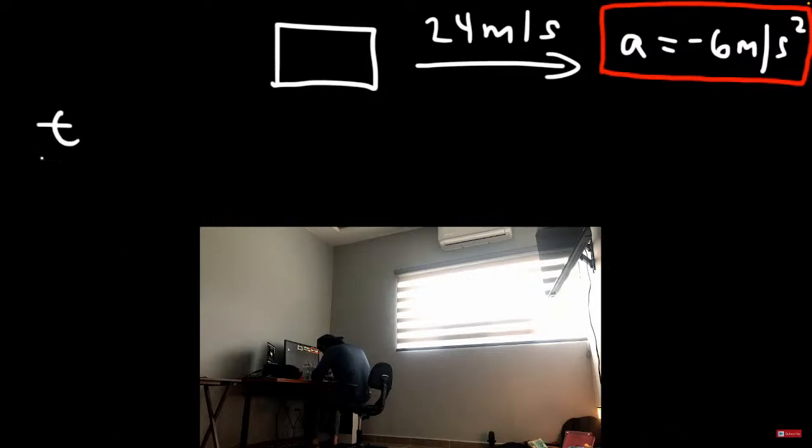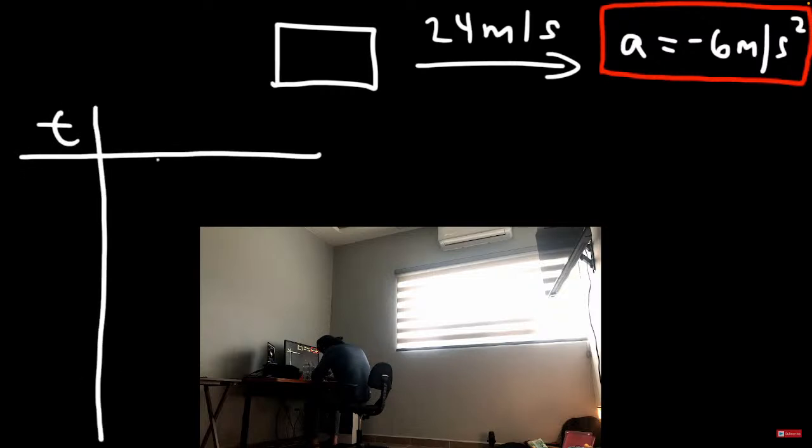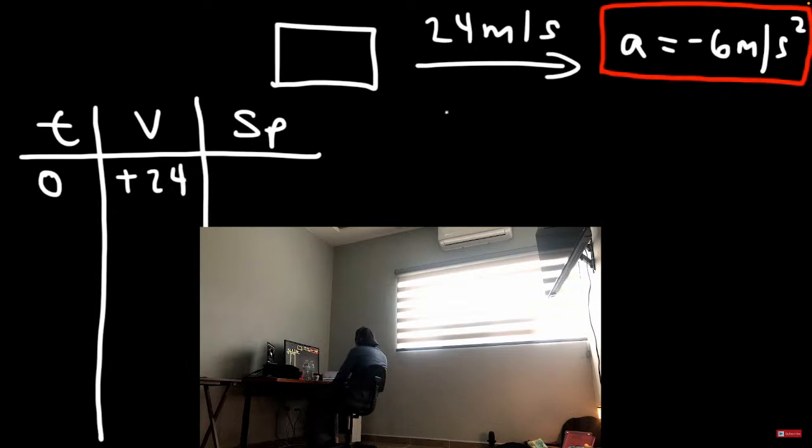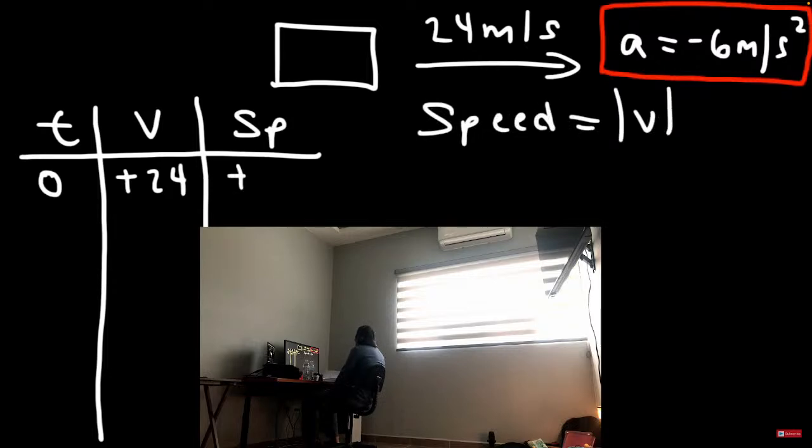So this time, we're going to make a table with time, velocity, and I'm going to use SP for speed. So at t equals 0, the velocity is positive 24. And remember, speed is the absolute value of velocity. So the speed is positive 24. Now, 1 second later, what will be the new velocity? Well, the acceleration is negative 6. And recall that if acceleration is negative, the velocity will be decreasing. So it's going to decrease by 6.